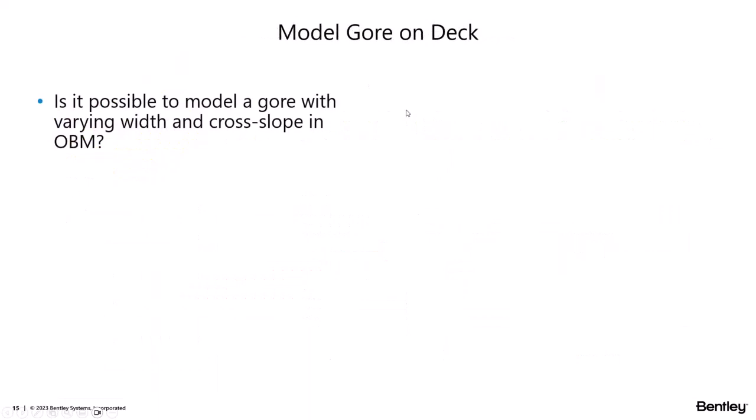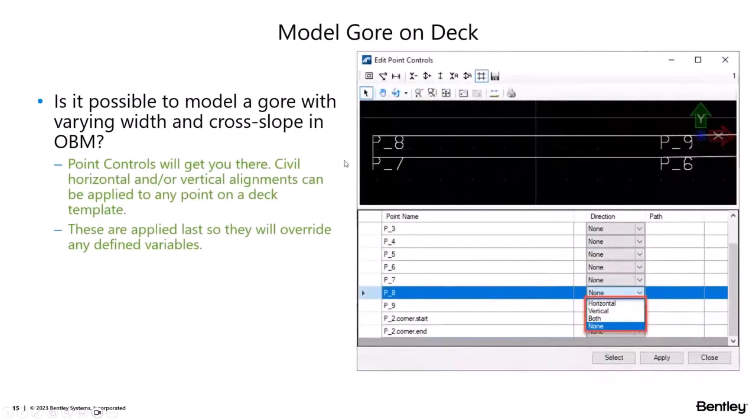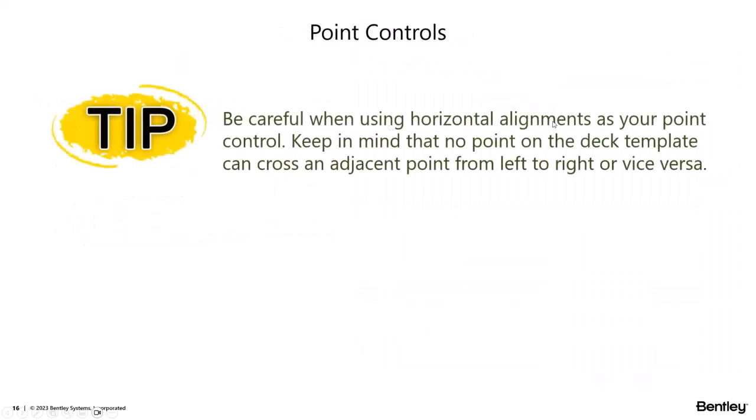All right, how do we go about modeling, let's say, a gore on a deck, or some kind of a taper or transition that isn't handled easily with the variables that we have today? Well, that's where our point controls come in. To any point on your deck template, you can assign a horizontal alignment, a vertical alignment, or both. All right. Just keep in mind, these are applied last as it's generating the solid for your deck. So it will override any variables that you have defined on your deck. So just be careful with these.